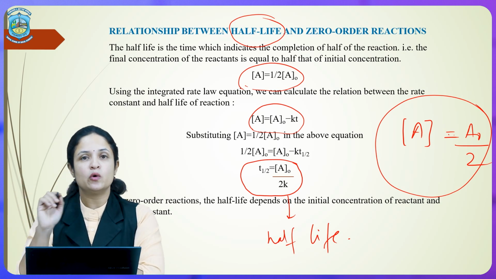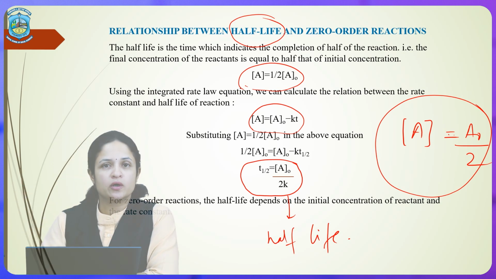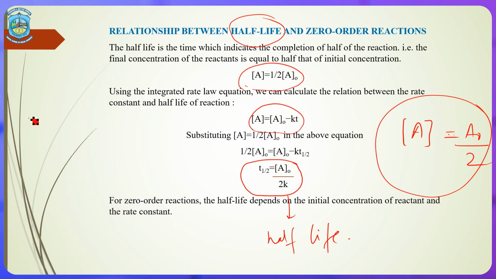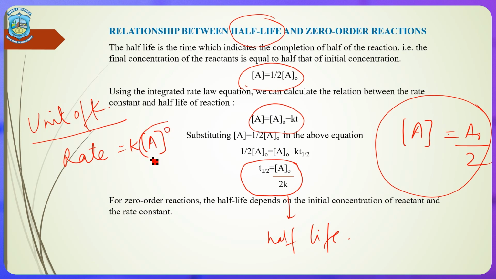Now there is one more last thing which is very important in this case, the unit of rate constant, unit of k, which is generally asked. How can I calculate the unit of k? I know that rate is equal to k into concentration of reactant. But since this is a zero order reaction, this concentration term becomes 1. Ultimately, rate is equal to k. So whatever is the unit of rate will be the unit of my k.